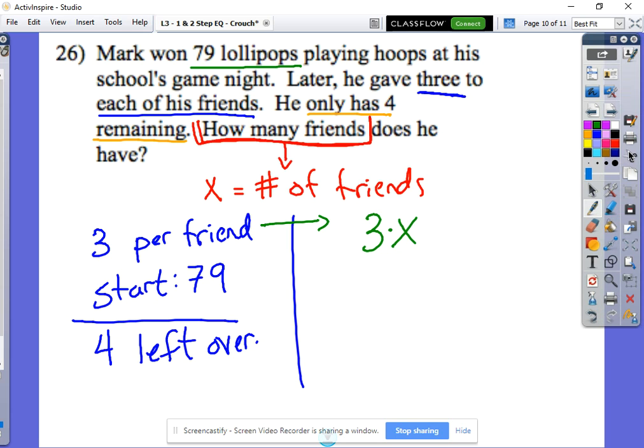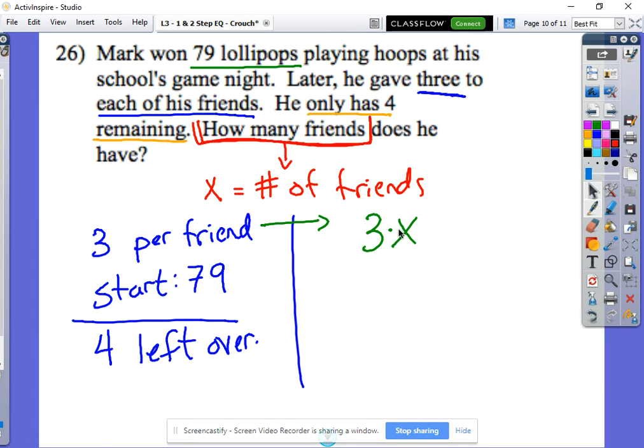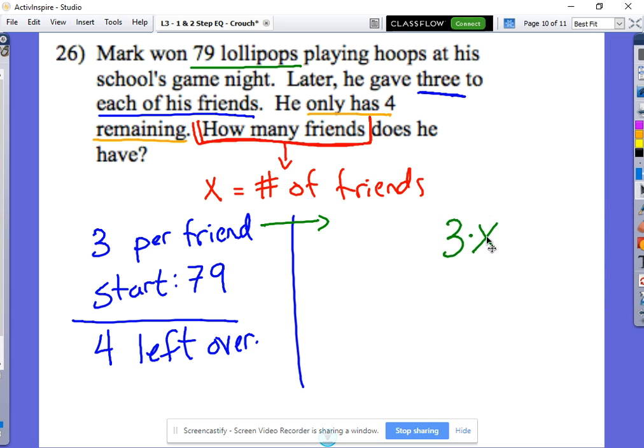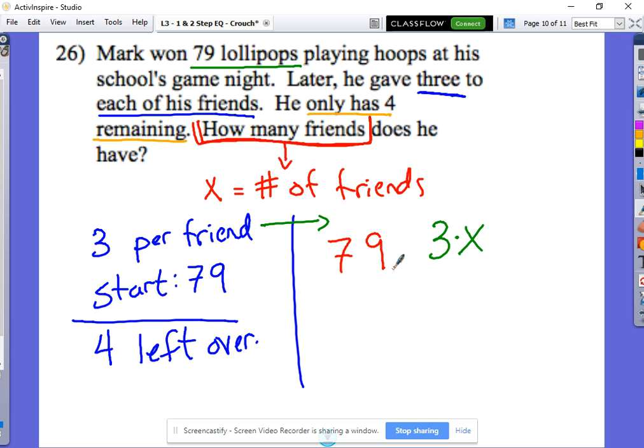The 79 is what we started with. So I'm actually going to move this around. Let me see if I can move this. All right, we're going to move this over. Since we're starting with 79, I'm going to put the 79 in front. We're starting out with 79. That was our total to begin with.